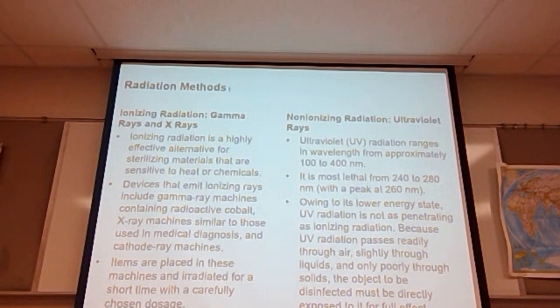UV radiation has a very low energy state, so it doesn't penetrate like ionizing radiation. UV radiation passes readily through the air, but only slightly through liquids and poorly through solids. So generally, things that can be sterilized or disinfected by UV are going to be surface things.